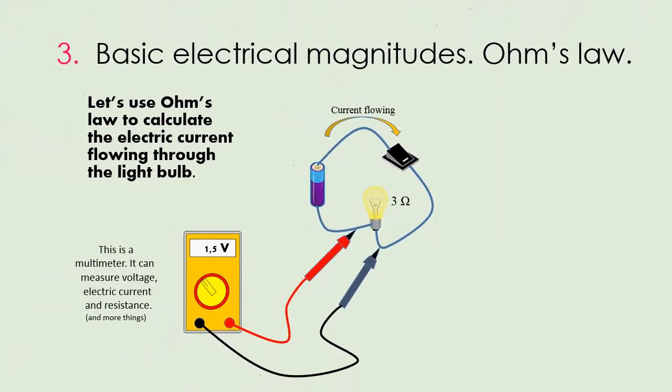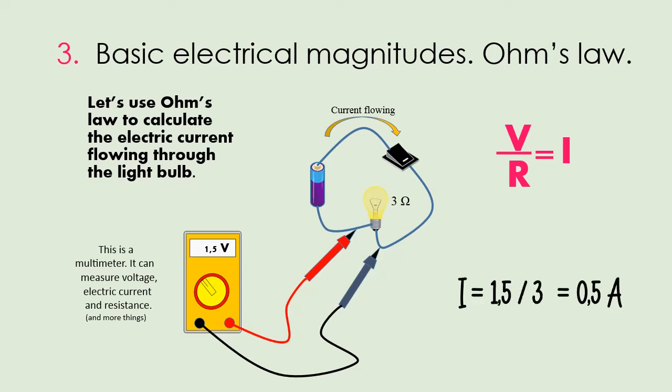So now we can use Ohm's law to calculate the electric current flowing through the light bulb. So now, if we do the numbers, we will find that 1.5 volts divided by 3 ohms is 0.5 amps. That is the current flowing through the light bulb.